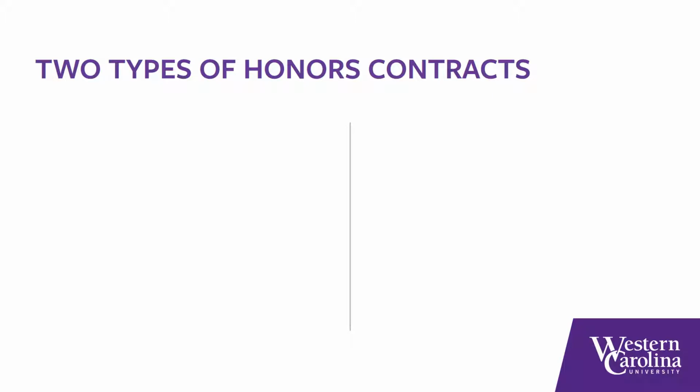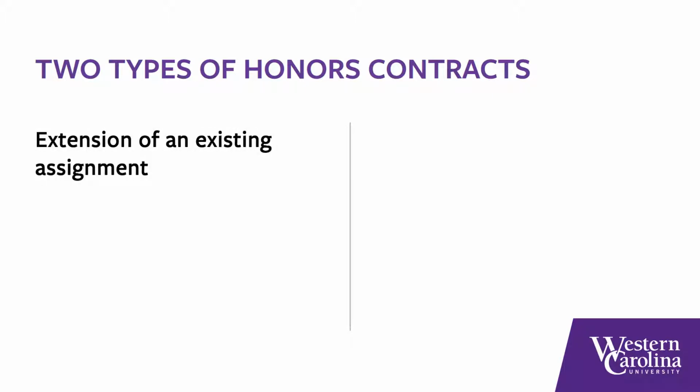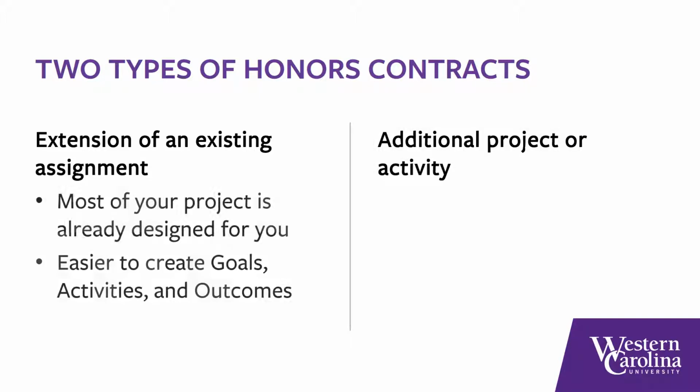So there are two basic types of honors contracts. The first would be an extension of an existing assignment, or you can do an additional project or activity. The advantage to doing an extension of an existing assignment is that most of the project is already designed for you. You're taking an assignment that's already on your syllabus and you're expanding it in some way to make it worthy of doing an honors contract.